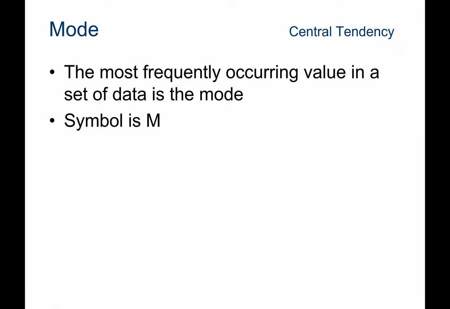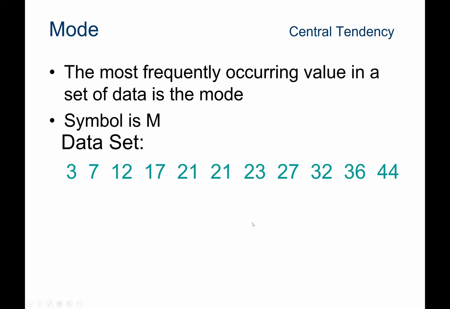Another way of measuring the middle of data would be what we call a mode. A mode is the most frequently occurring value. So that's the value that appears most often in your data. So if I've got a data set that looks like this, what I'm going to do is go through and look at what items appear multiple times. So the only number in this set that appears multiple times is 21. So 21 would be my mode.